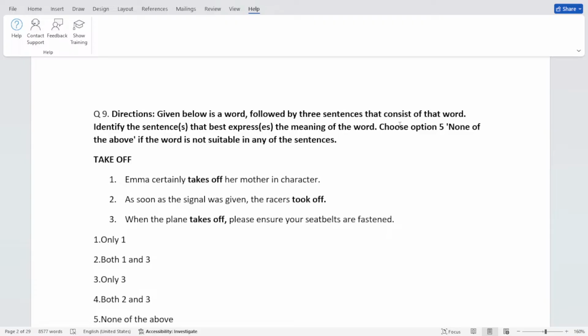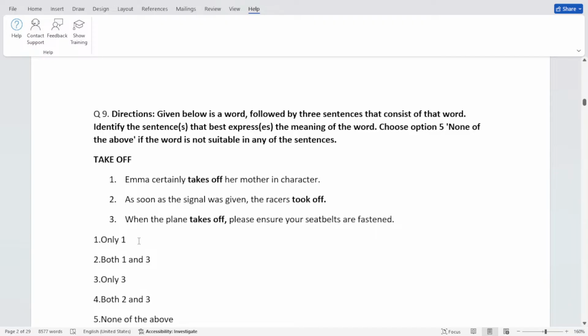So when it comes to takeoff, we have two primary meanings. One is leaving the ground, beginning to fly. So it is mainly used for aircraft. And the second one is being, in the short term, successful or popular. So here, we will see accordingly what the correct option will be.